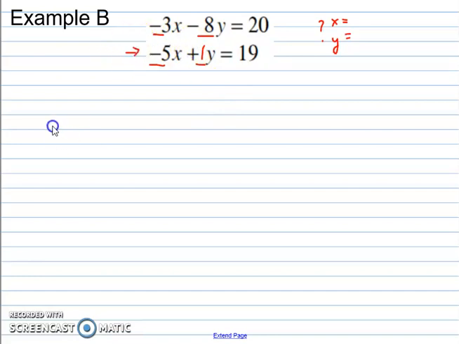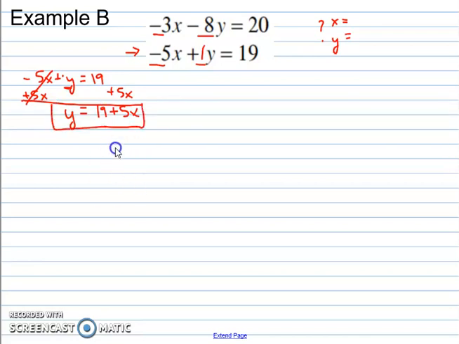We're going to start with this one. So we're going to take negative 5x plus y equals 19, and we're going to solve for y. So I need to zero out the negative 5x, so opposite operations, and I put it on the other side. So this zeroed out, I'm left with y equals 19 plus 5x. Okay, so we're going to use this, y equals 19 plus 5x.